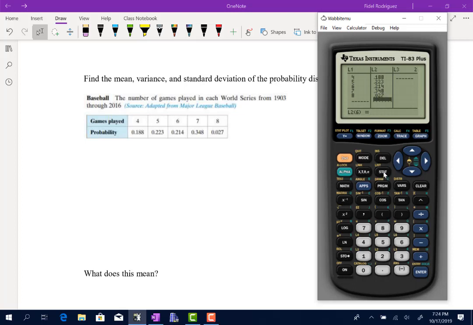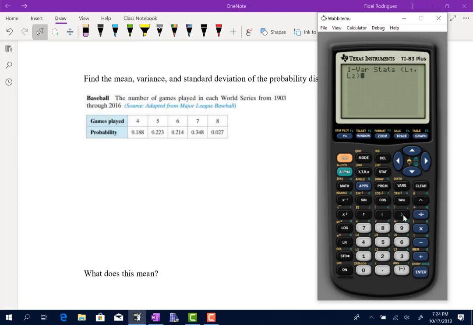Okay. And then guys, I'm going to come back to stat, right? And I'm going to go to calc. And I'm going to do one variable stats, right? Okay, so guys, if your calculator looks like this, remember the first thing I'm going to do? I'm going to open up my parentheses, right? And then I'm going to hit second L1, right? And then comma, second L2, right? I'm going to close it off. So far, we done okay?